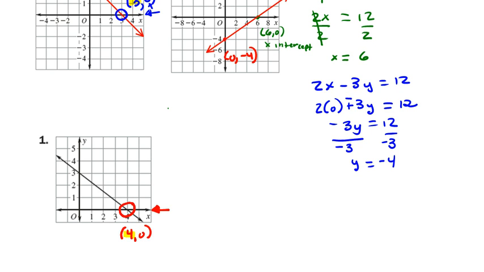So now my y-intercept is here, and that's the coordinates 0, 3. So my y-intercept would be 3. So if I were to write this out, I'd have a y-intercept of 3 and an x-intercept of 4.